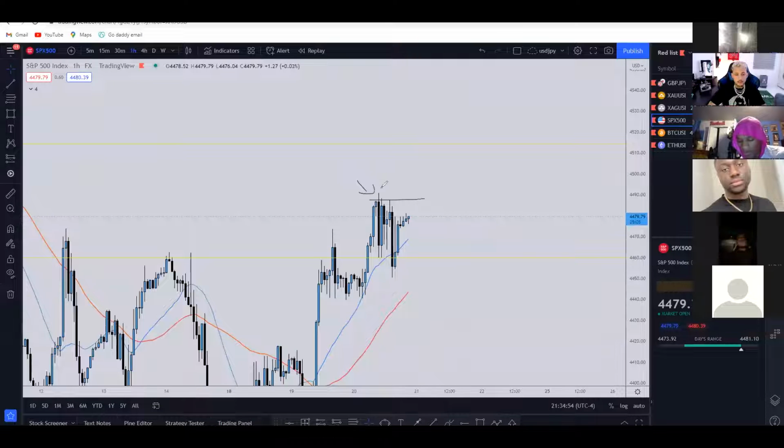Just look for a break and retest of this area and look for price to come up to here. Or you could potentially wait for price to come back down, give you maybe some sort of another retest, and then look to buy from that point on.